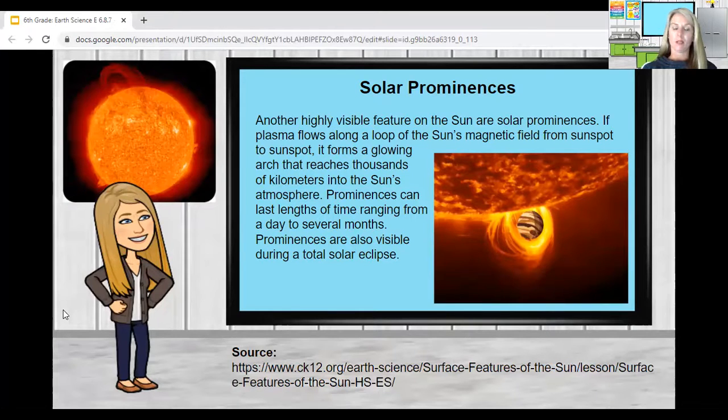In the image, you can see just how large a solar prominence can be, because that is the planet Jupiter in proportion to a solar prominence. And we know that Jupiter is the largest of our 8 planets in our solar system.